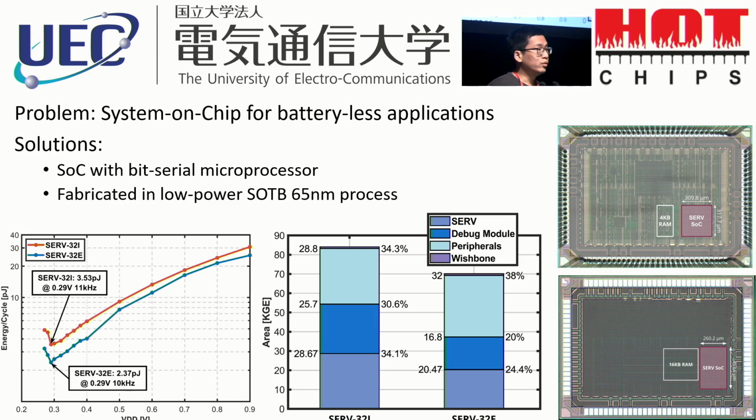We make two different variants of the serial RISC-V processor, and then we build the system on chip around it. We measure them in terms of area, performance, and power. We also fabricate these two SoCs on SOTB65, which is a low-power technology that allows us to do the biasing on chip.